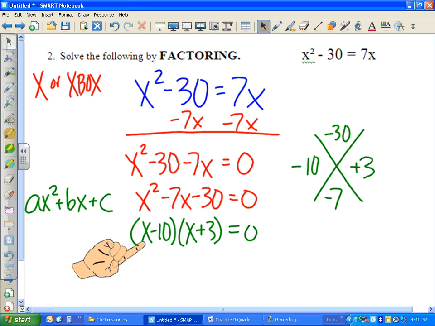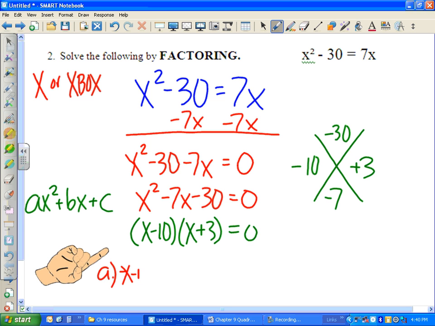So sometimes they'll just give you choices like this. They'll say, which one of these is the answer? Is it x minus 10? Is that one of the factors? Or is x plus 9 one of the factors? Or is x plus, minus 3 one of the factors? And maybe that's all you'll have to do. And that's great. Here on the test, though, I wanted you to solve it all the way.